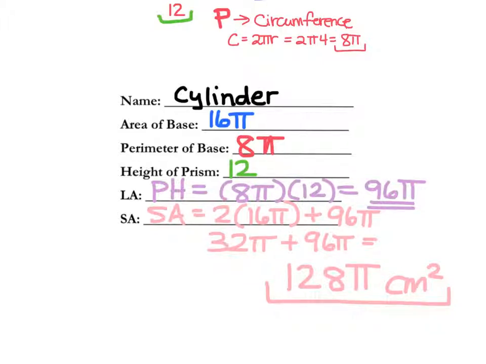That's it. Cylinder's the same idea, guys. Couple different formulas than we're used to. There's going to be a pi involved, but that's about it. I'm going to do another cylinder problem. A little bit quicker. Let's go.